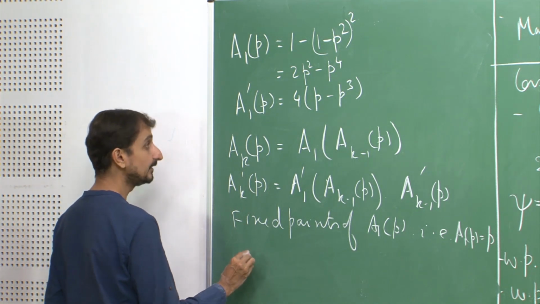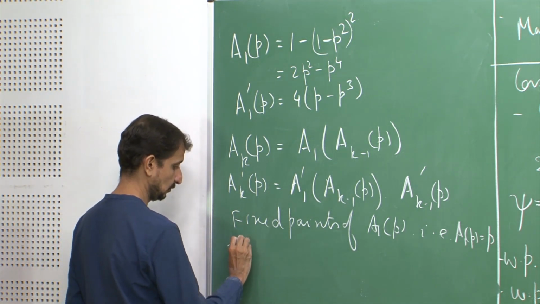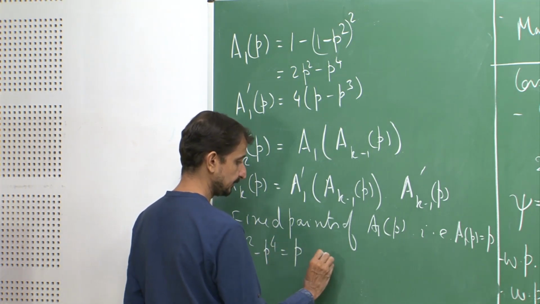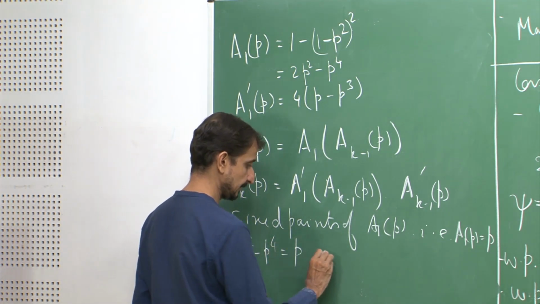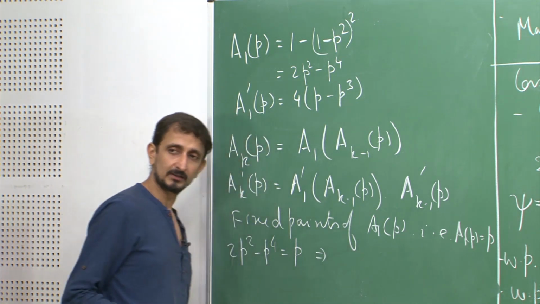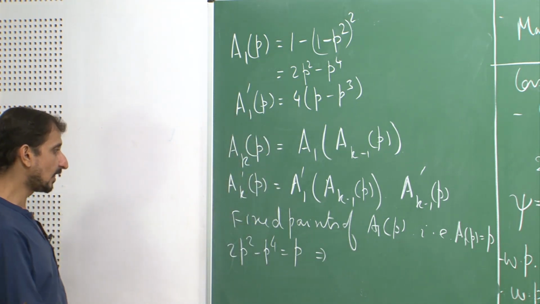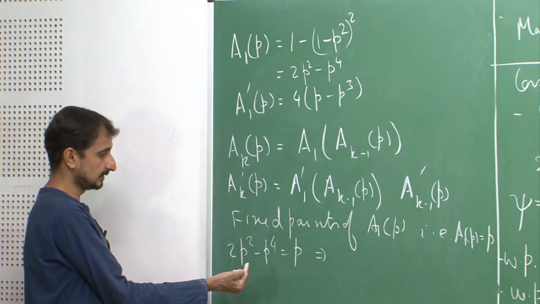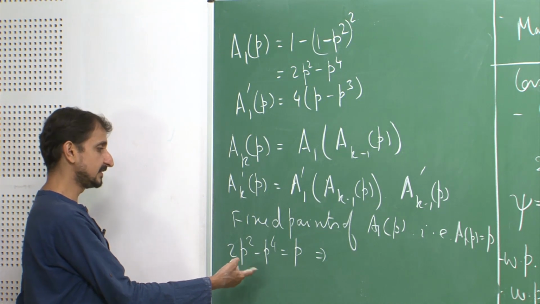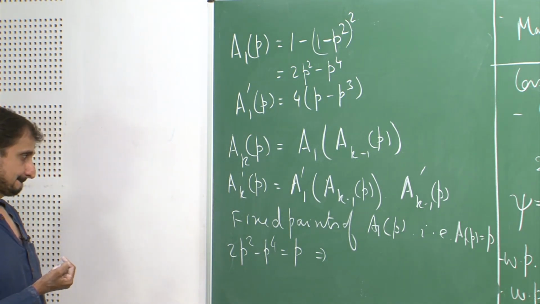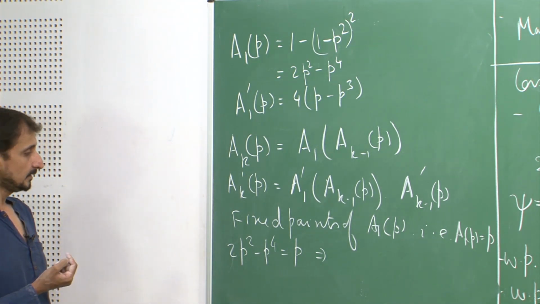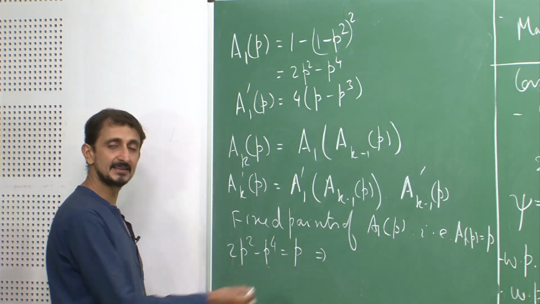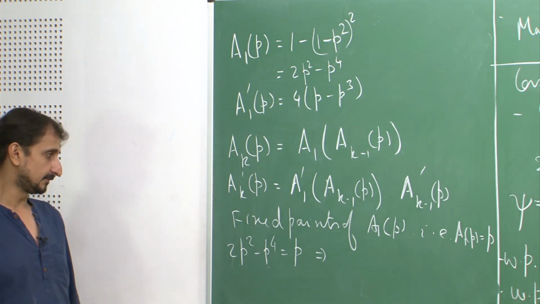Now, what is the fixed point? So, 2 p square minus p to the power 4 equal to p. If we solve this, what do we get? What are the fixed points? 0 is very obvious, 0 is a fixed point. Anything else? Any other obvious fixed points here? If you take p equal to 1, on the left hand side you get 2 minus 1 is 1, on the right hand side also you get a 1. So, 1 is also a fixed point.